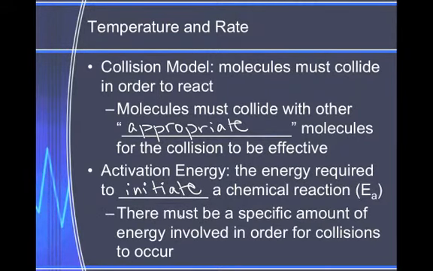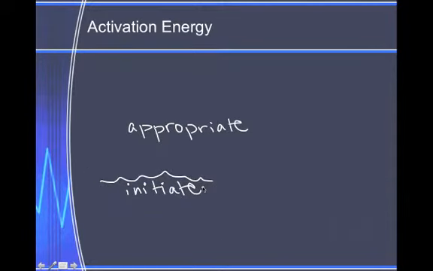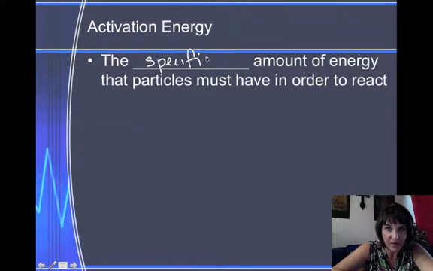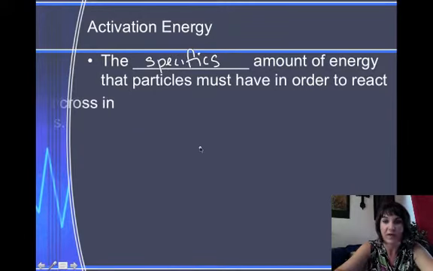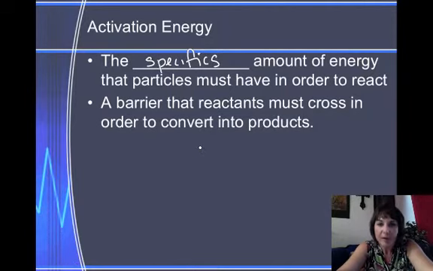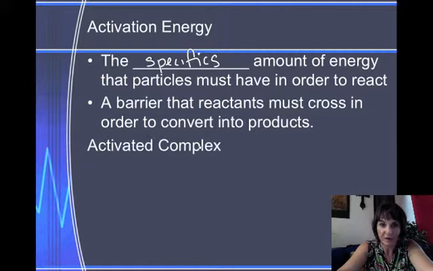And so there must be a specific amount of energy involved in order for the collisions to occur. The more molecules we can get that have this amount of energy, the faster the reaction is going to be. So again, activation energy is the specific amount of energy that particles must have in order to react. It's also seen as a barrier that reactants must cross in order to be converted into products.